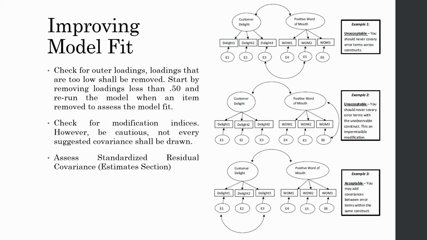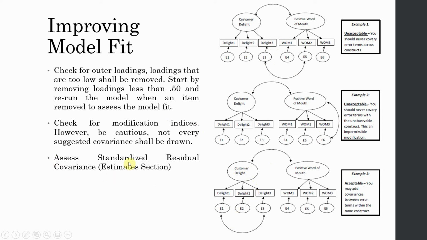Everything that AMOS will suggest is drawing covariances between particular indicators or error terms. You cannot draw covariance between two error terms that belong to two different constructs. So modification indices is all about drawing covariances. You cannot draw covariance between error terms and your latent construct. The only thing that is acceptable is drawing covariances between error terms from a similar construct. And again, you have to look into the theory as well, whether this covariance or relationship is justified or not.